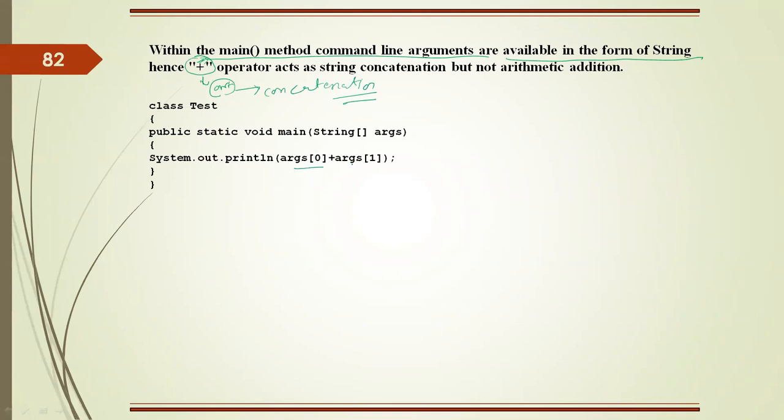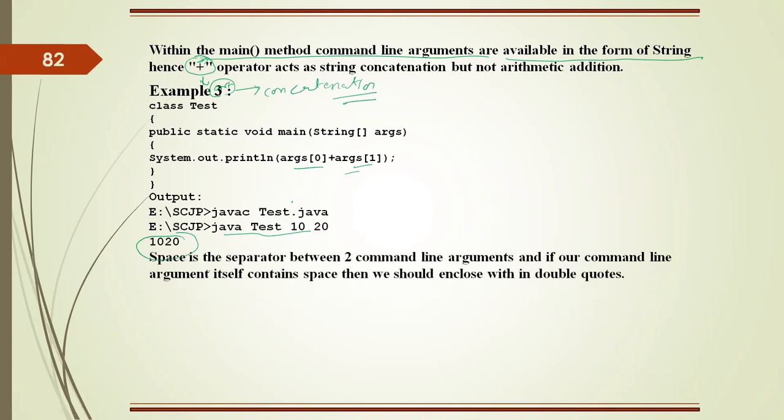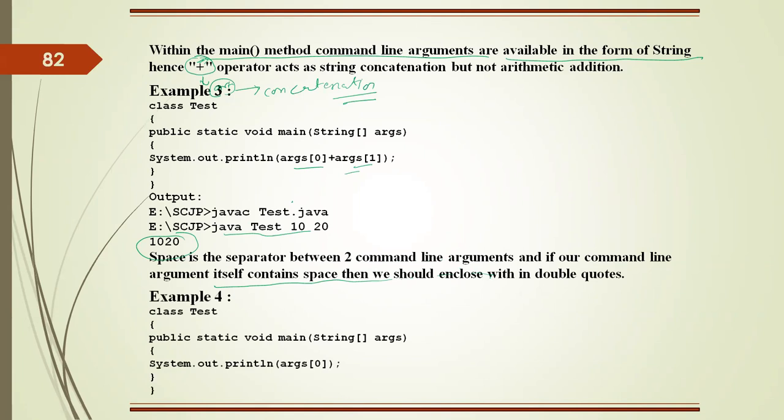What is the output here? If you pass any command line argument, like test, you will get this output. A space separates two command line arguments. If a command line argument itself contains a space, then it should be enclosed within double quotes.